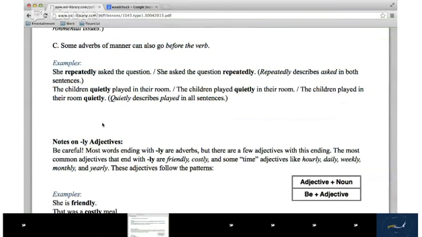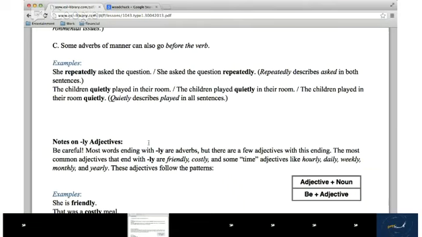So, some adverbs of manner can also go before the verb. Example: She repeatedly asked the question. She asked the question repeatedly. Repeatedly describes asked in both sentences. The children quietly played in their room. The children played quietly in their room. The children played in their room quietly. Quietly describes played in all sentences.